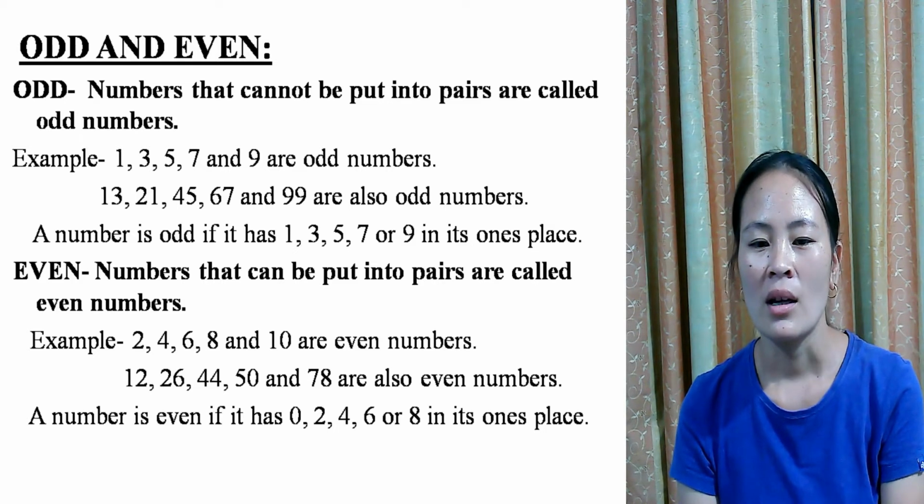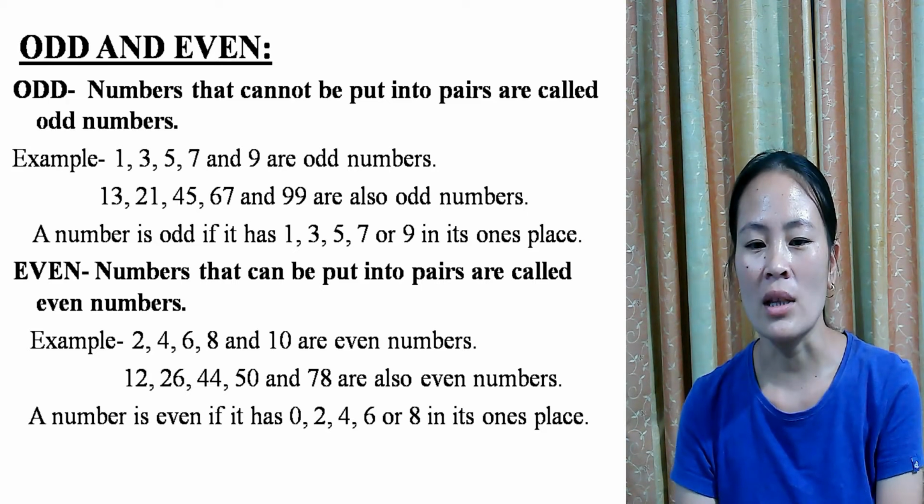Even numbers. Numbers that can be put into pairs are even numbers. Example, 2, 4, 6, 8 and 10 are even numbers. 12, 26, 44, 50 and 78 are also even numbers. A number is even if it has 0, 2, 4, 6 or 8 in its ones place.